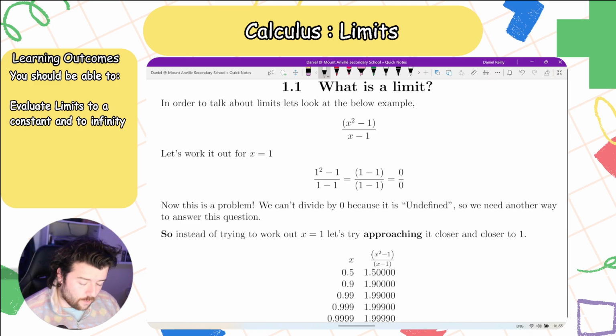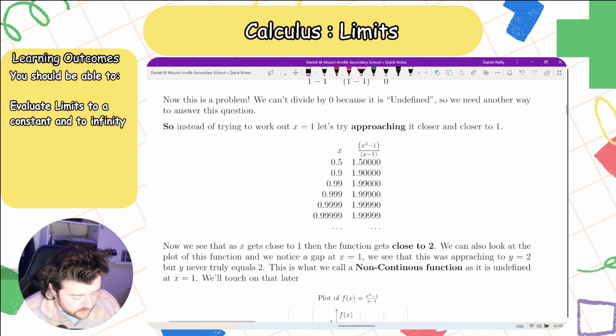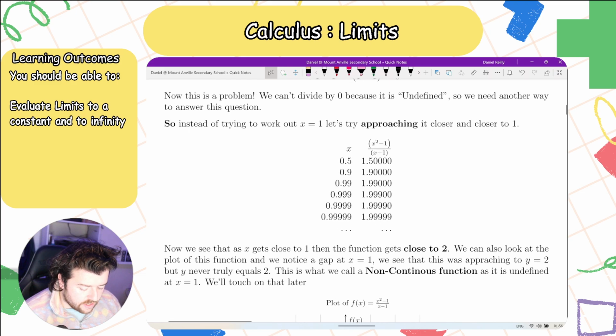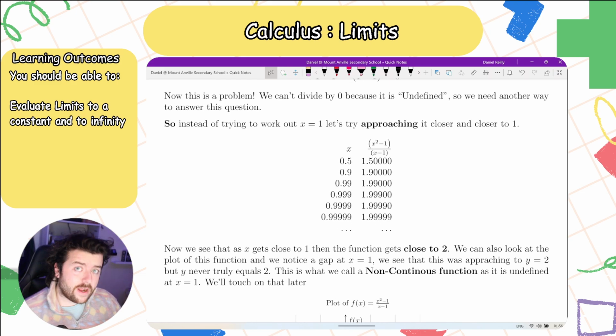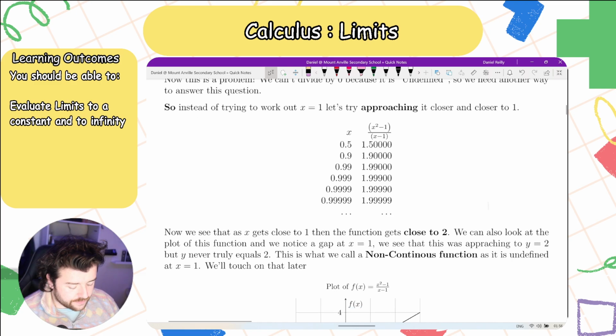Let's work out what the function is equal to when x is 1. So I sub in x equals 1. That's no bueno. We can never divide by zero, okay? So that is going to cause a little problem for us. That is known as undefined. So let's try another way of finding out what this does.